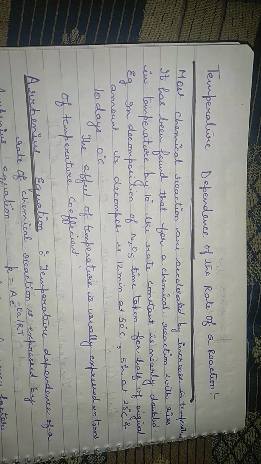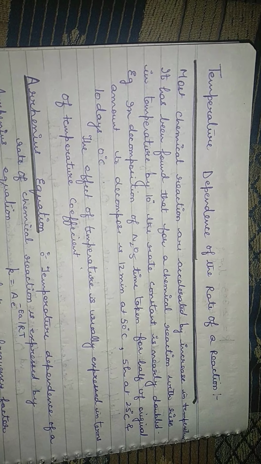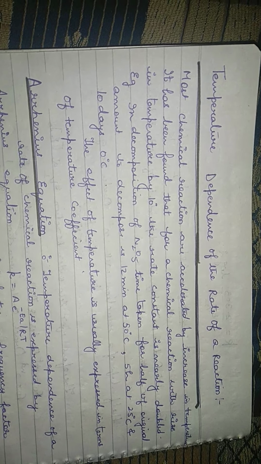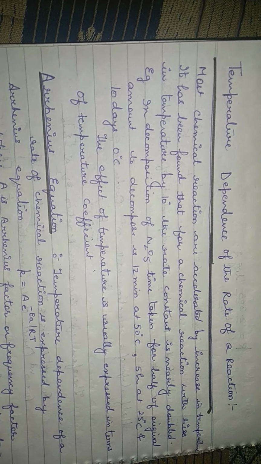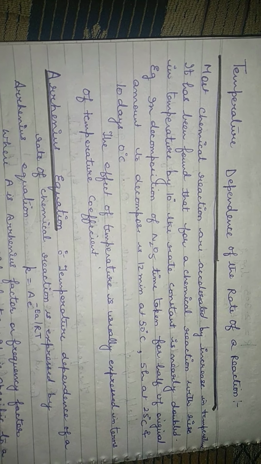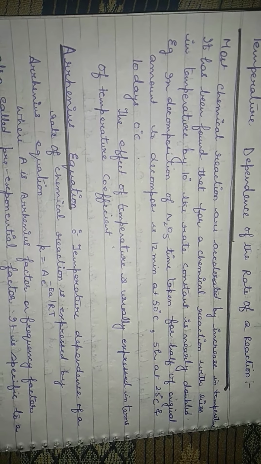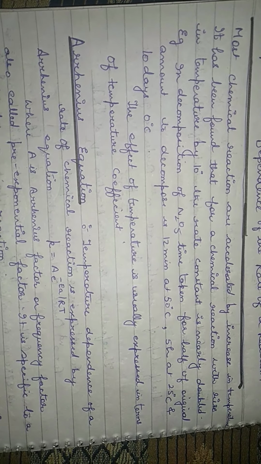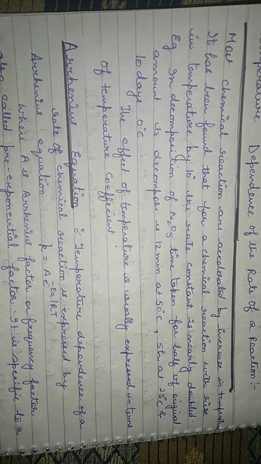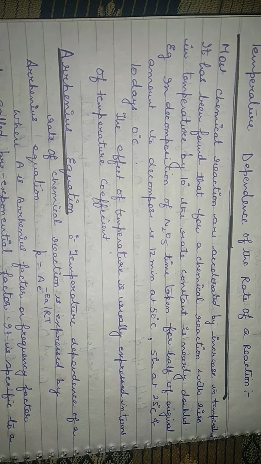So it has been found that for a chemical reaction, with a rise in temperature by every 10 degrees Celsius, the rate constant is nearly doubled. An example of this is N2O5. For the decomposition of N2O5, the time taken for half of the original amount to decompose is 12 minutes at 50 degrees Celsius. However, it is 5 hours at 25 degrees Celsius and 10 days at 0 degrees Celsius.